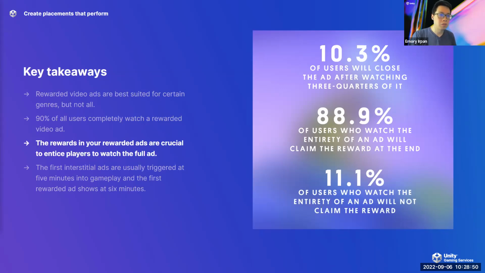In the cases that they don't, it usually means that the reward might not have been compelling enough for them to return to the game after watching through the ad and going through the App Store installation process. So it's really important to make sure that that reward is compelling for the user to come back to.